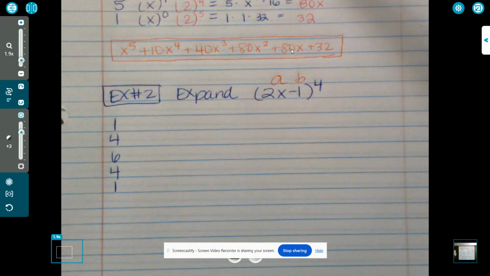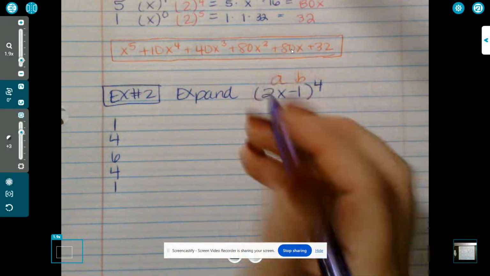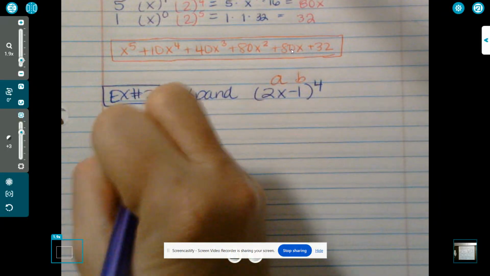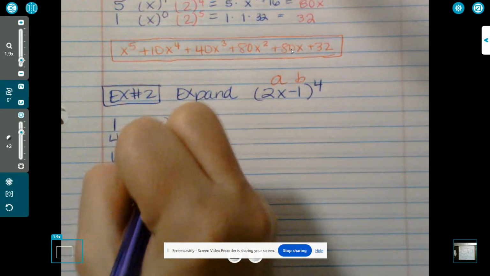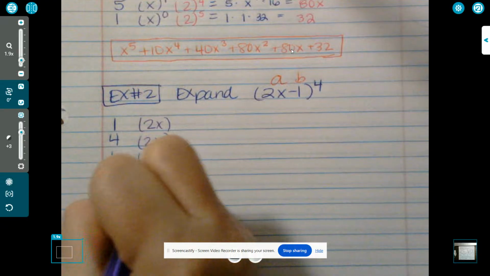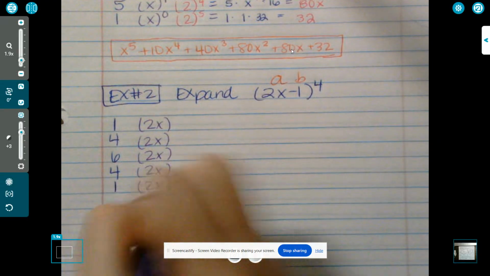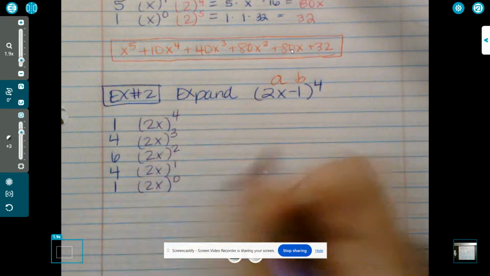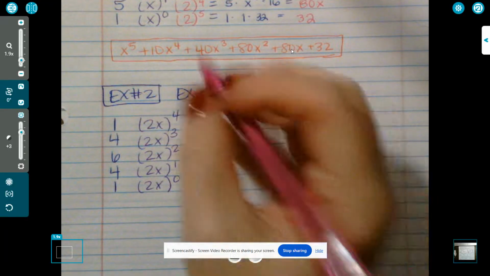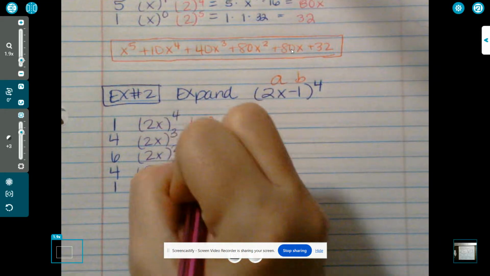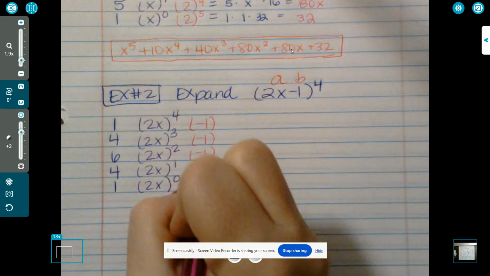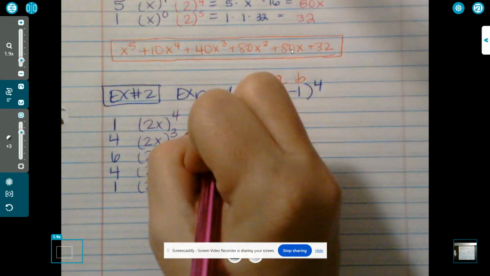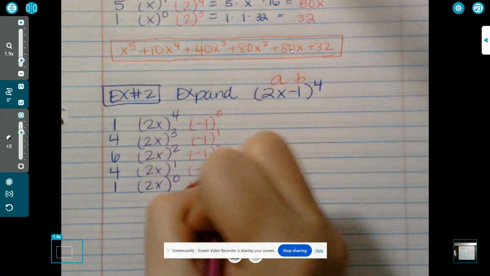All right, immediately I'm going to go to my x. So it's 2x for my a. So 2x, 2x, all the way down. And we know our exponents start at 4, 3, 2, 1, none. And then negative 1, with exponents 0, 1, 2, 3, 4.